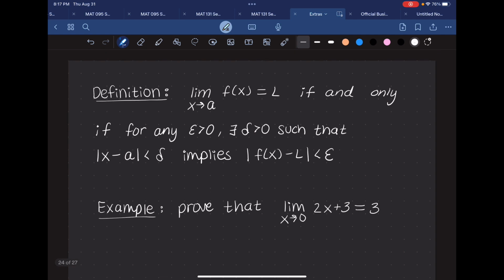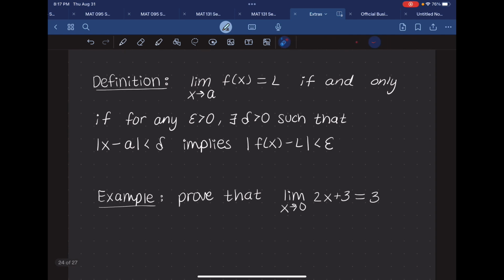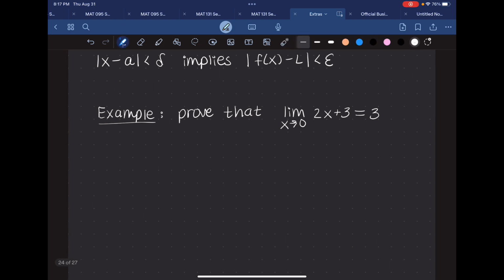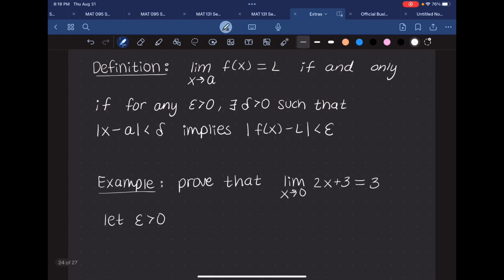using this definition. So what we need to show is that for any epsilon that we choose, we can find a delta such that this next part is true. So the first thing that we're going to do is take any epsilon. So I'm going to say let epsilon be positive. So I'm just choosing an epsilon. And then I'm going to try to find delta.